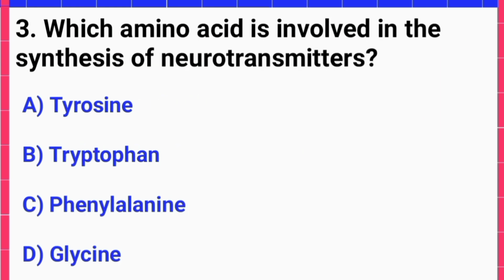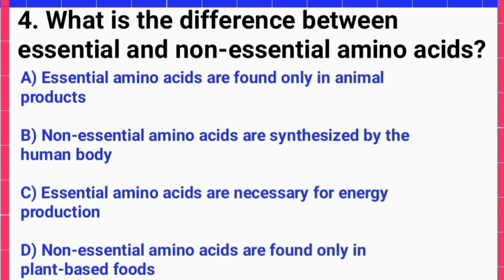Question number 3. Which amino acid is involved in the synthesis of neurotransmitters? The right answer is A. Tyrosine. Question number 4. What is the difference between essential and non-essential amino acids? The right answer is option B. Non-essential amino acids are synthesized by the human body.